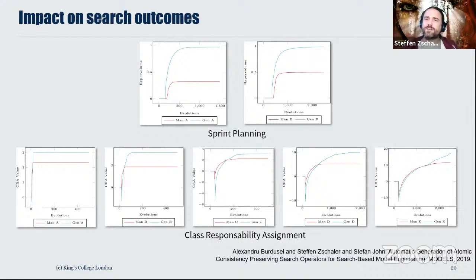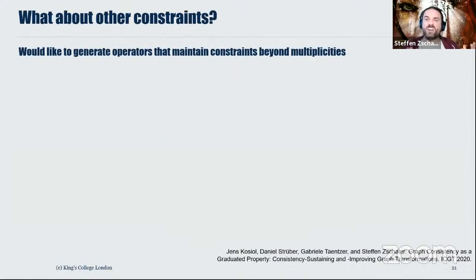Of course, it raises a question, right? So we've done multiplicities, well, that's great. But what about other constraints, right? I mean, that's where the real money is. Multiplicities is cool, but actually the other constraints are what makes the rules really complicated. And so we started thinking about this. Here we're slowly edging into the future work section, I guess. We realized that before we can even think about this, we've got to understand what it means for a rule to improve or sustain the consistency of a model over time for these complex constraints.